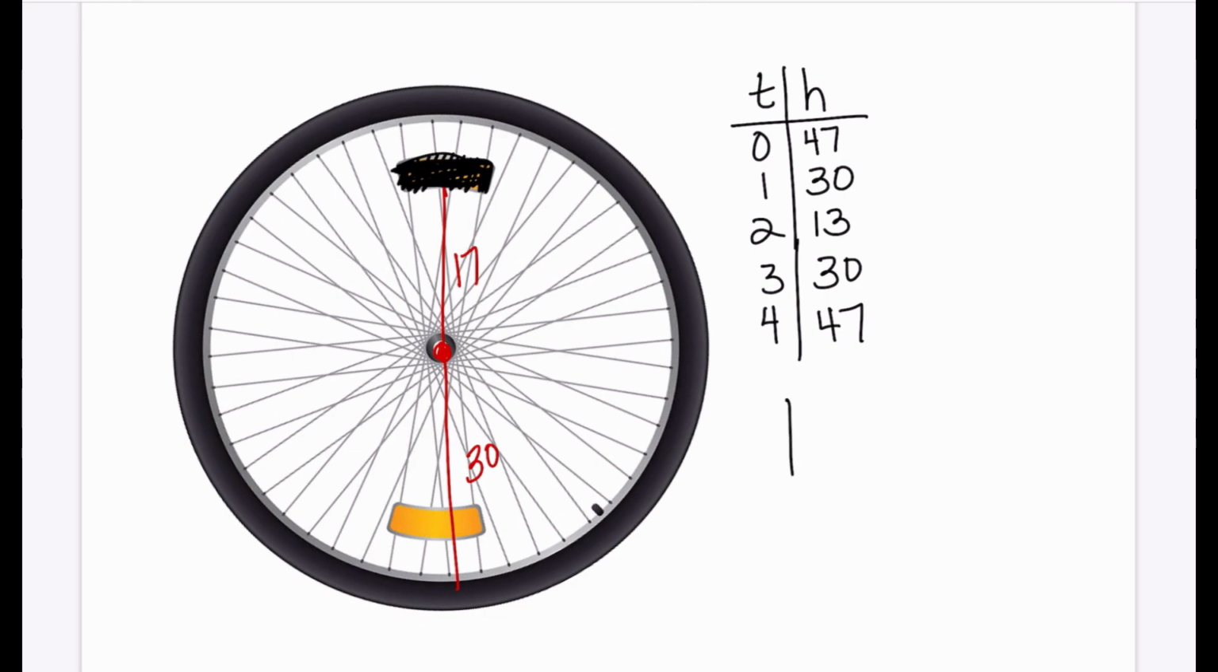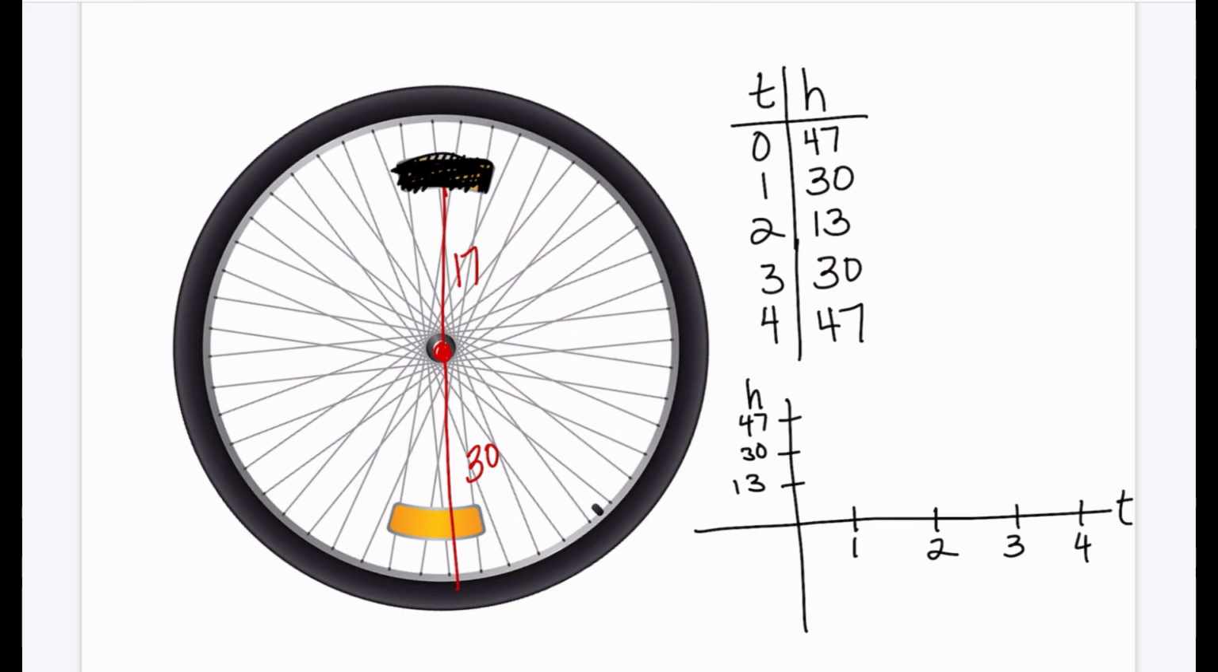If I were to graph this on a graph, here is my time, here is my height. I'm going 1 second, 2 seconds, 3 seconds, 4 seconds, because this 1 full revolution is happening basically every 4 seconds. In terms of height, I'm at 13, 30, or 47. So I'm going to start at time 0, I'm at 47. At time 1, I'm at 30. At time 2, I'm at 13. At time 3, I'm at 30. And at time 4, I'm at 47.